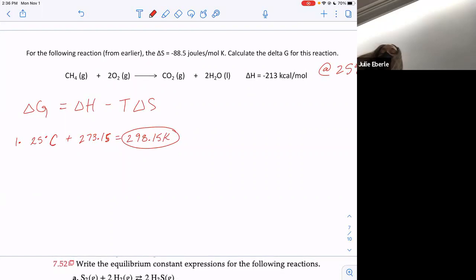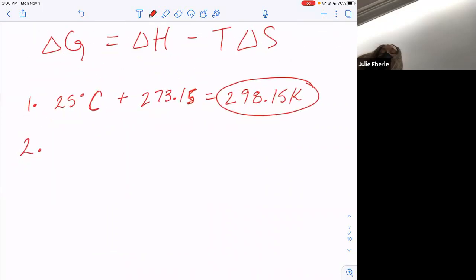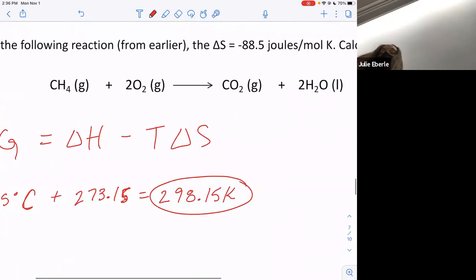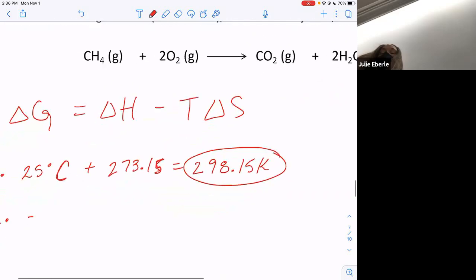I need to take my delta S. The units do not match delta H, so I need to make the units on delta S match the units on delta H. This is going to be even more complicated than what we practiced in lecture. Delta S was negative 88.5 joules per mole Kelvin, so let's start with that number.